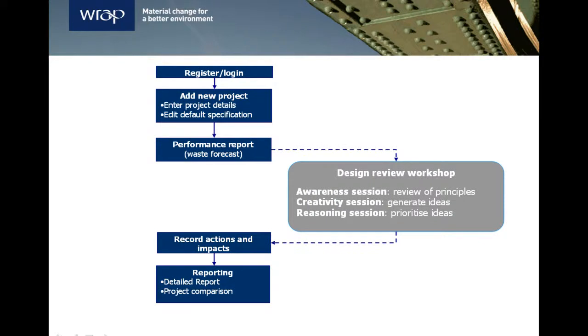Module 1 explained the process of using the tool and covers the first step of registering or logging onto the tool. Module 2 explains how to add a new project, including entering project details and editing the specification, and how to generate a performance report. This module, Module 3, will cover the final steps in the process, including recording actions and impacts and generating reports.